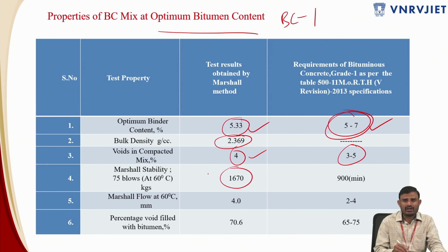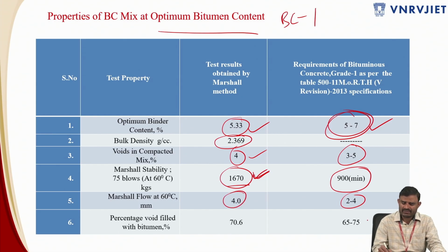And again, after casting the specimens at optimum binder content, I'm going to check the stability. I've checked the stability to be 1670 kg, and here the minimum is 900. So that is also fulfilled. And Marshall flow should be a value between 2 to 4, and this is also fulfilled at 4. And percentage air voids filled should be in the range of 65 to 75, and this is also fulfilled. So now your criteria for job mix formula is okay, because you have fulfilled everything at optimum binder content.